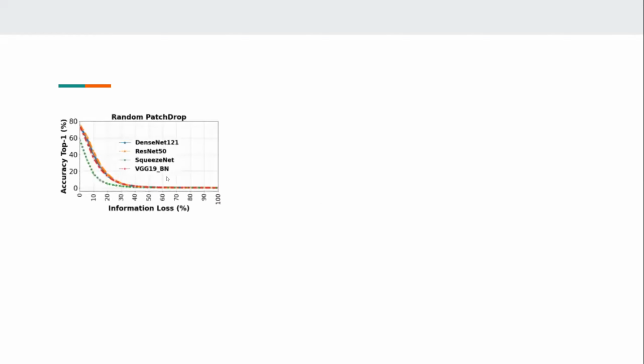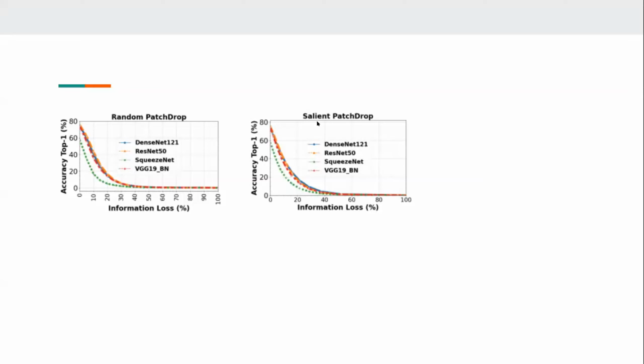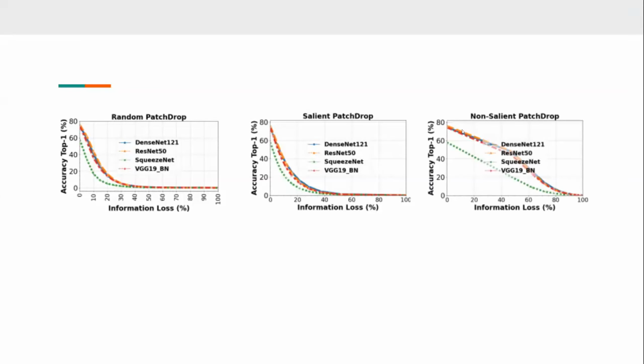So for this, instead of focusing on details, we're going to look at the general trend. Here they've tested 4 different CNN models on random patch drop. And you'll notice that as the information loss increases, the accuracy decreases quite substantially and quite quickly. With the salient or foreground patch drop, you'll notice it has a similar trend. And with the non-salient, which is the background patch drop, you'll notice it's a little more accurate, which makes sense because we still have the important foreground part of the image present.